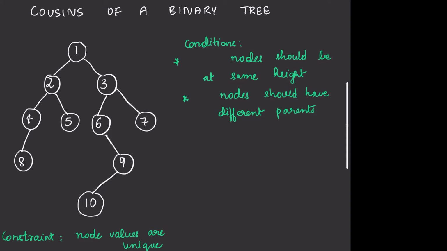Today we are going to talk about the question cousins of a binary tree. So let's first understand this question. The conditions for two nodes to be cousins: the nodes should be at the same height.